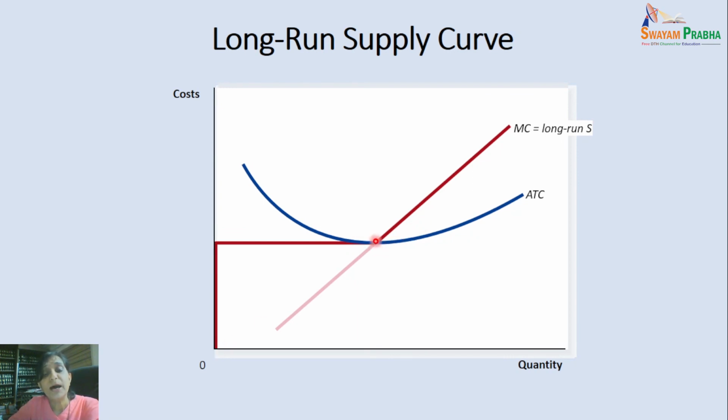So the price should be at least equal to the minimum of the average total cost curve, and after this point the rising portion of the marginal cost curve is the long-run supply curve. Right? So that is the difference between the short-run and long-run supply curve. Remember, the supply curve is the rising portion of the marginal cost curve, in the short run above average variable cost, and in the long run above the minimum of the average total cost curve. So this is the firm's long-run supply curve.